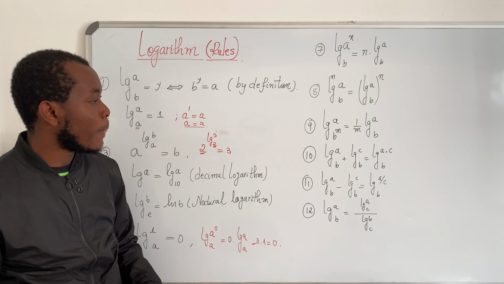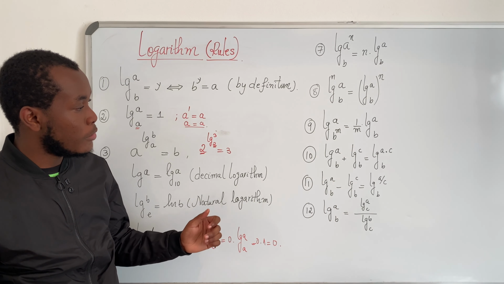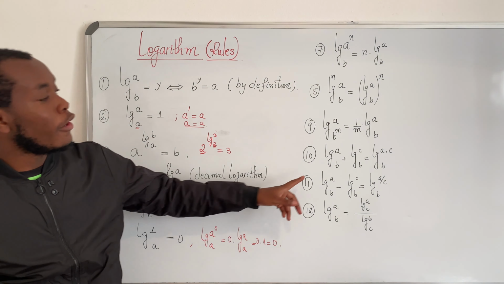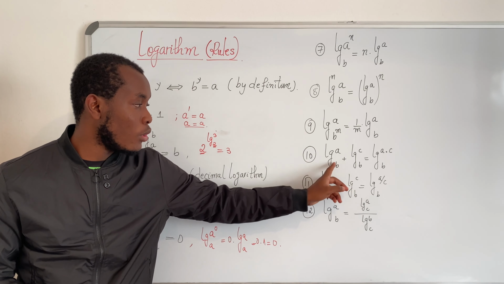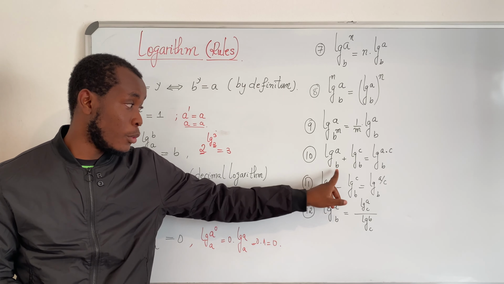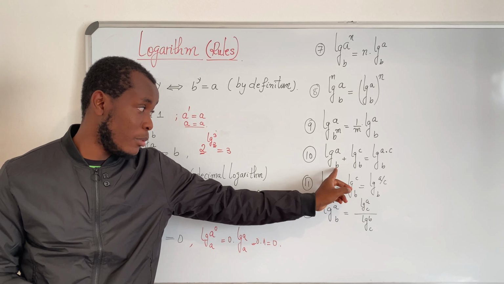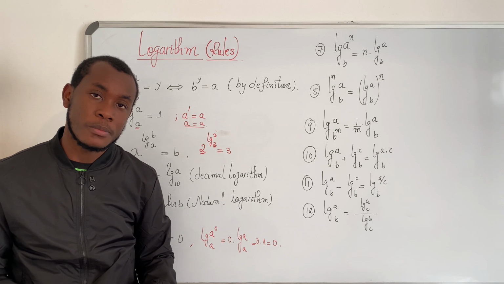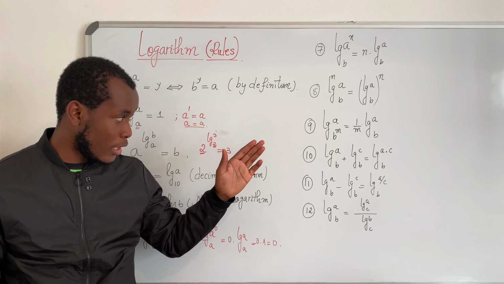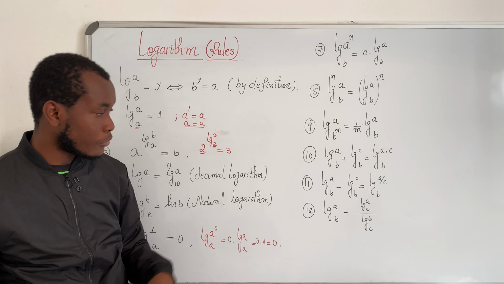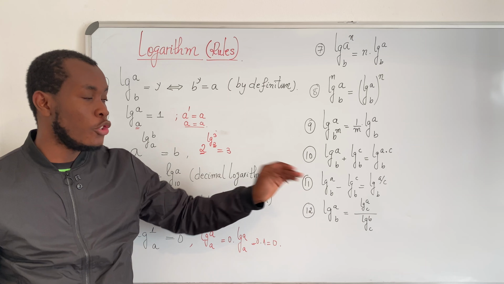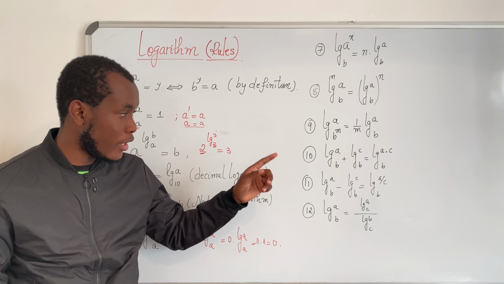Rule number 10, log of a to the base b plus log of c to the base b is equal to. When you have the sum of two logs, addition of two logs, first of all, the base has to be the same. That's why we have b here and b here. When you have addition, then you multiply the arguments. That's why we have log of a times c to the base b. If it's subtraction, then you keep the base and you divide the argument. That's why we have a over c.